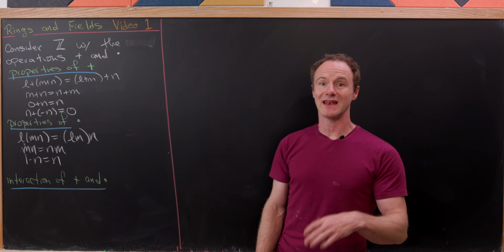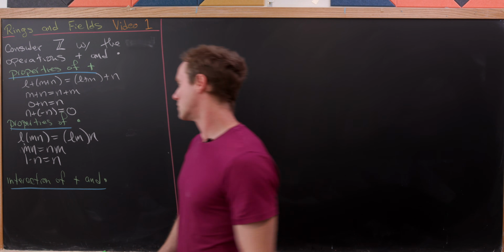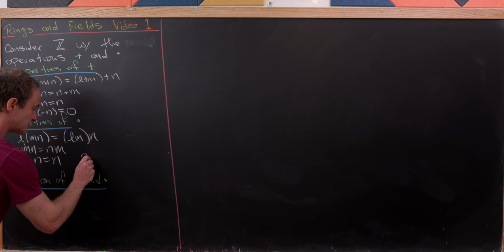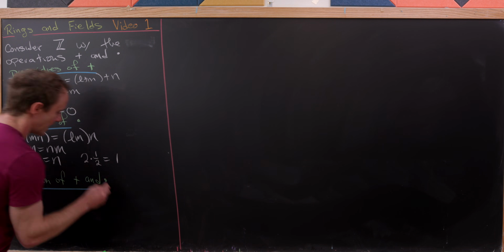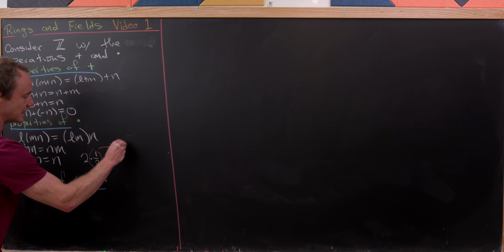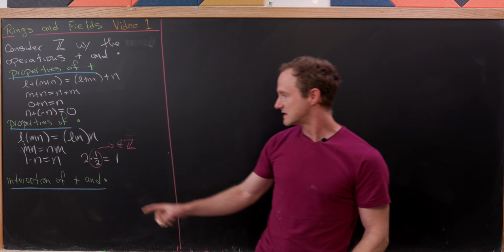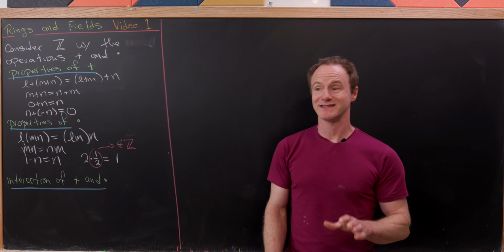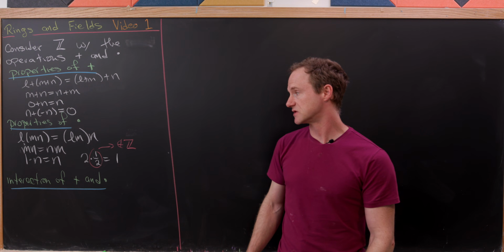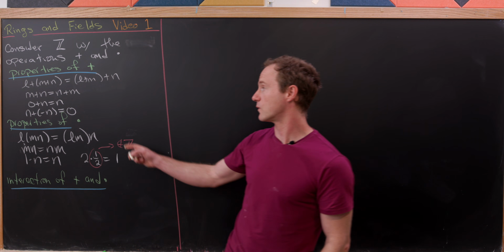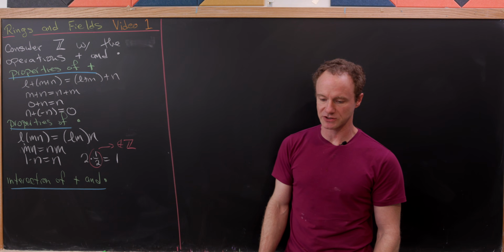But let's observe that not everything has a multiplicative inverse. For example, we know that 2 × 1/2 is equal to 1, but 1/2 is clearly not an integer. It's not a whole number. And so that means that this number 2 does not have a multiplicative inverse inside of the integers. So that's one property that we have with addition that we do not have with multiplication.